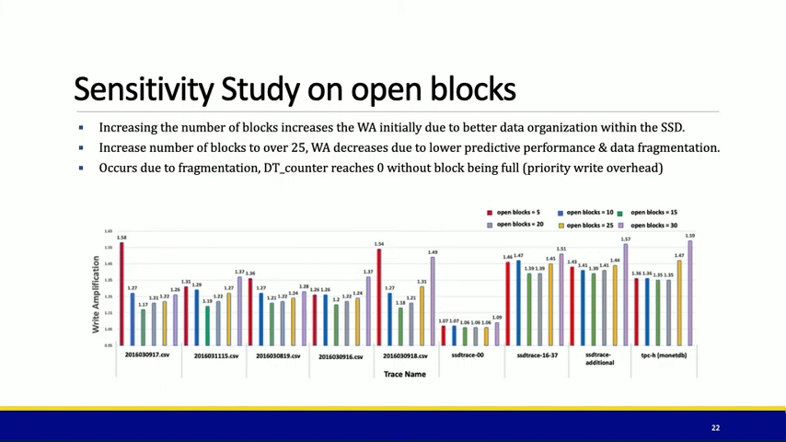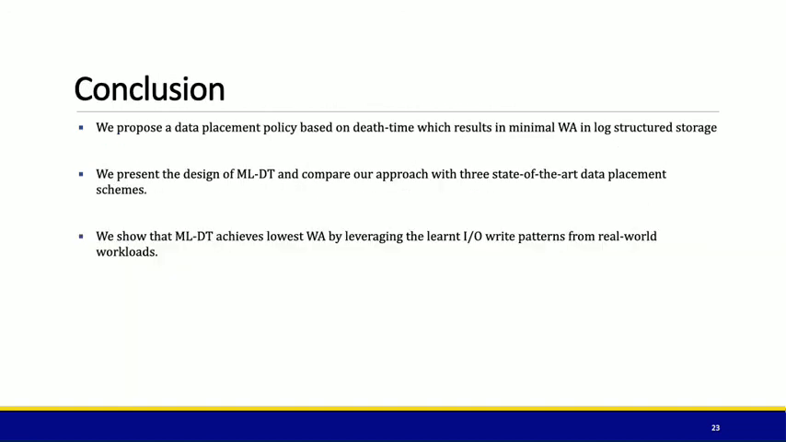In this section, we perform a sensitivity study to evaluate the impact of varying number of open blocks on write amplification. For each trace, we vary the number of open blocks between 5 and 30. We see that increasing the number of open blocks increases the write amplification initially due to better organization of data within the SSD. However, as we increase the number of open blocks to over 25, we see a decrease in write amplification due to decreased predictive performance of the ML models and the fragmentation of data within the SSD. This trend can be seen from the figure.